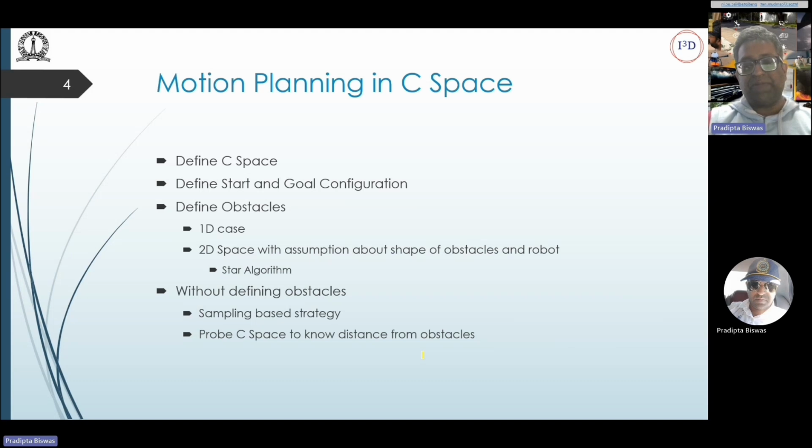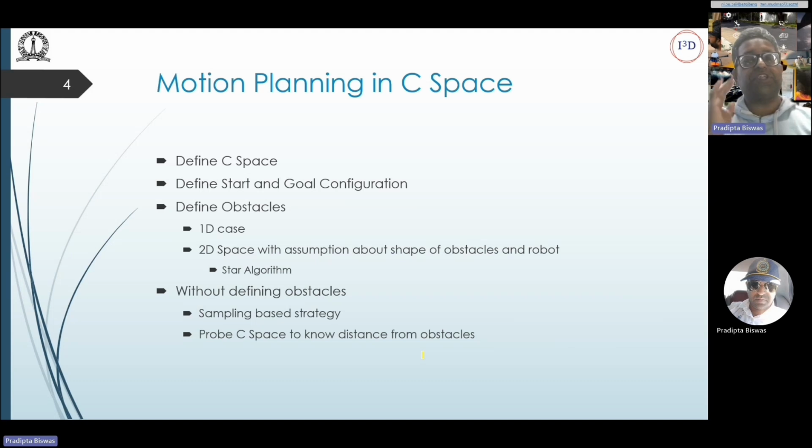So motion planning in C-space, the basic steps are that we define the C-space, and the configuration space is defined with one dimension per part of the robot. We define the start and goal configuration, which is required for any of our path planning algorithm. And then we define obstacles, and to define the obstacles exactly, we use the star algorithm, which gives us the ordering, as we just told.